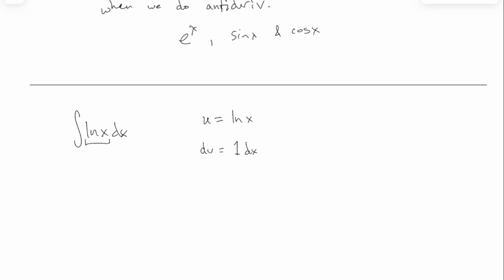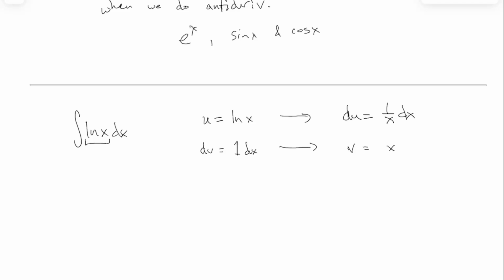This is a little strange, but sometimes you do actually want to use 1 if there just aren't any other parts to pick from. All right, next thing to do is to figure out what is the du and what is the v. So this u, I take the derivative and I get du, and it is 1 over x dx. You always include dx as part of the du. And then this dv, I take the antiderivative. So what's that going to be? Just x, yeah. So v is x. Great, that's the antiderivative of 1 dx. The integral of 1 dx is just x.